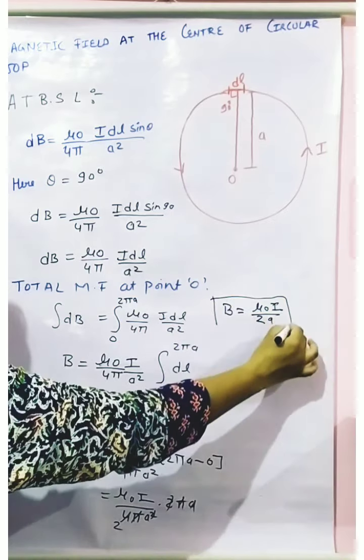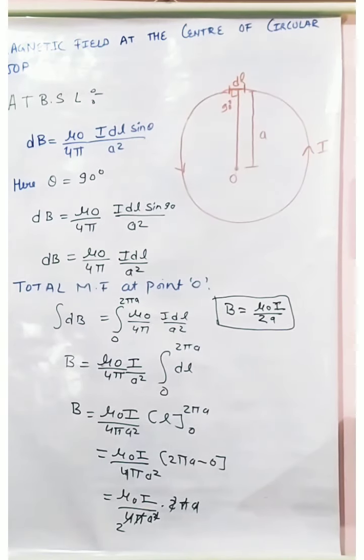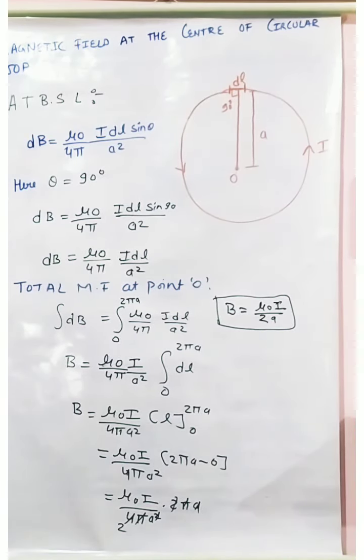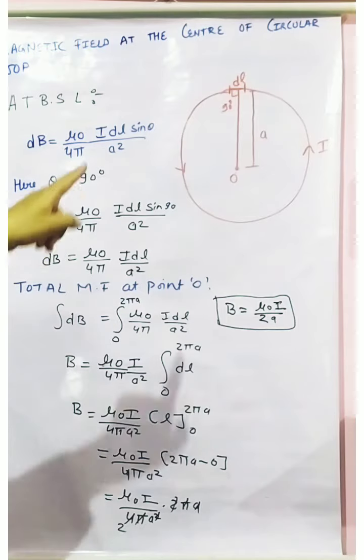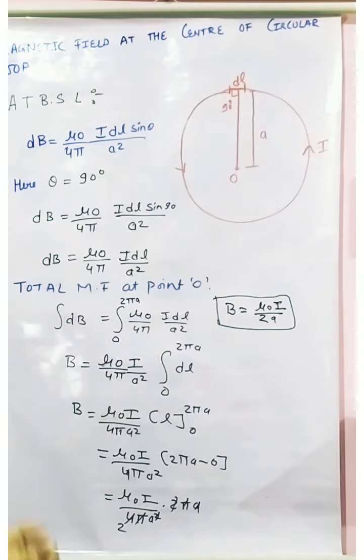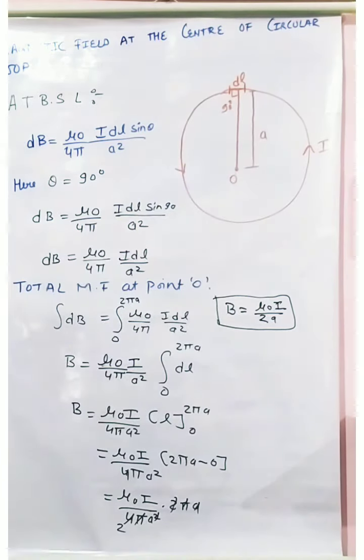So this is the expression for the total magnetic field at point O due to a circular loop. Here if you see, I have represented the magnetic field with a dot. It means the magnetic field comes perpendicularly outward. In the previous case I used a cross, where the magnetic field was perpendicularly inward in direction. So this way we are going to prove this.